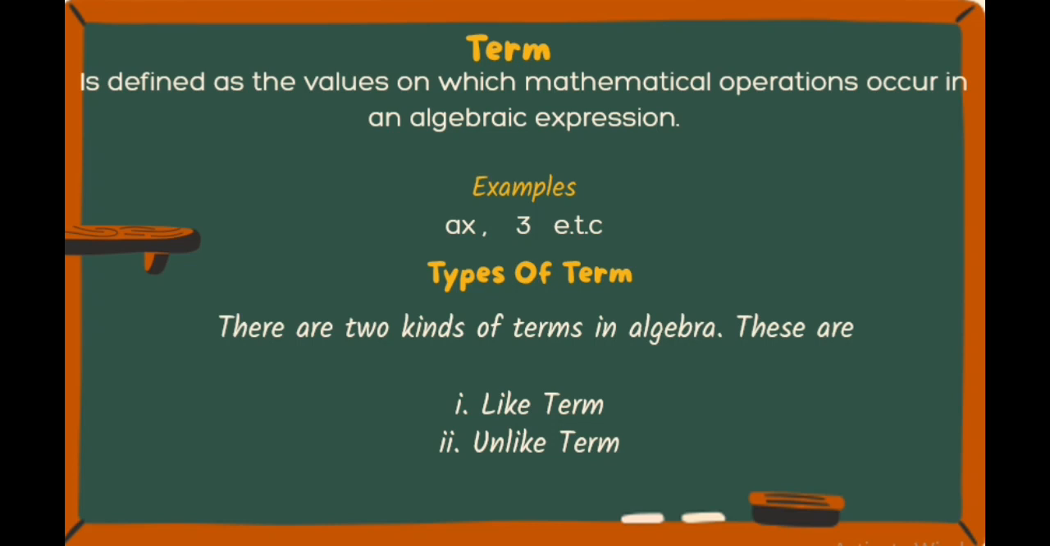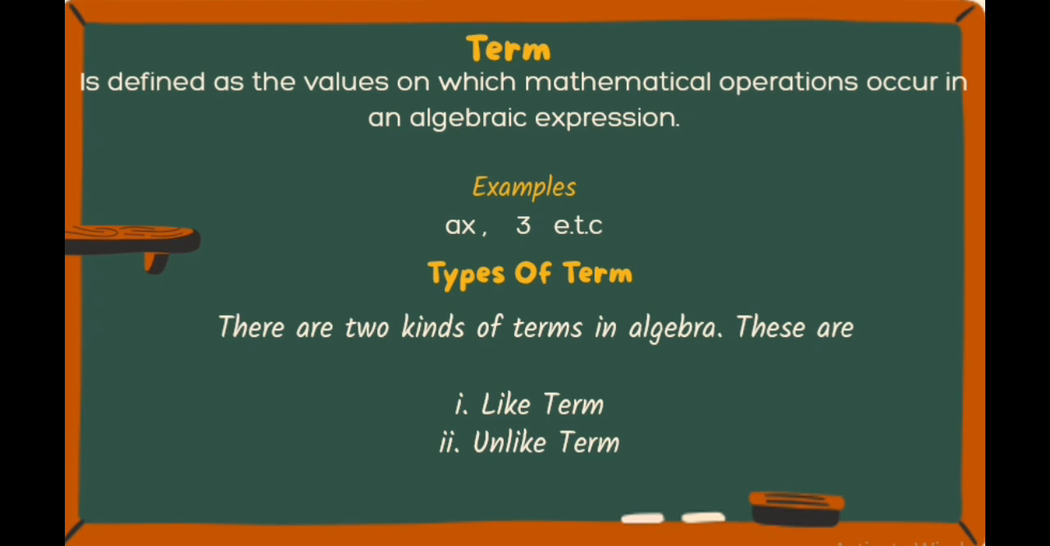Now, what is a term? A term is defined as the value on which mathematical operations occur in an algebraic expression. Now, let me give you an instance. We have ax. Ax is a term. 3 is a term, as we mentioned earlier. So a combination of terms forms an expression.